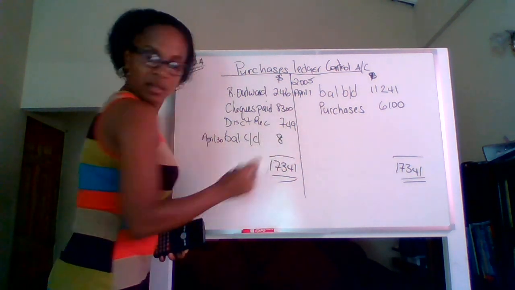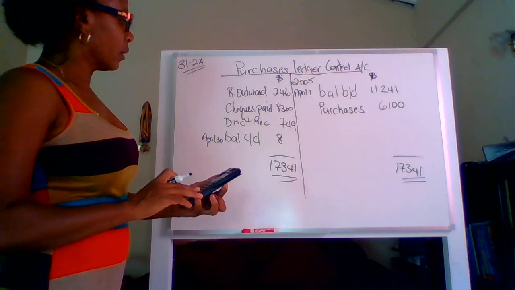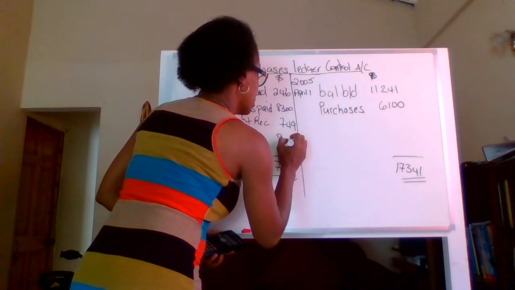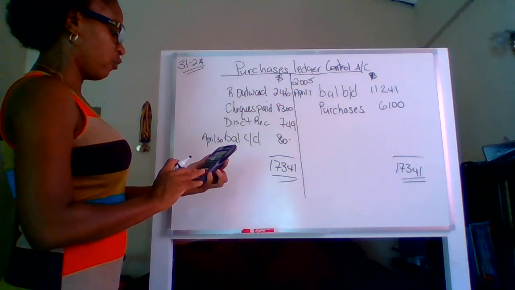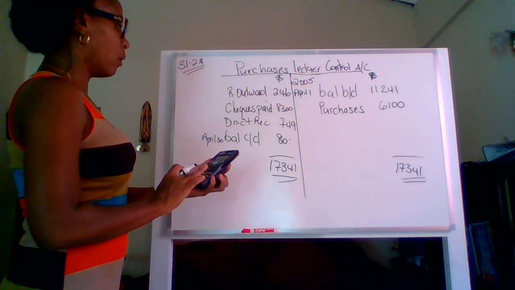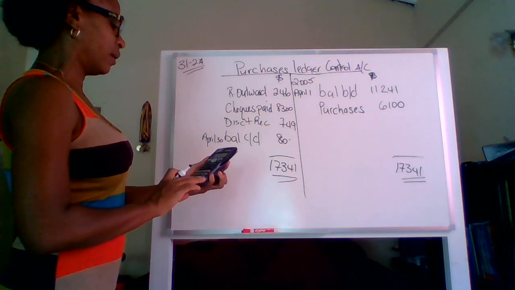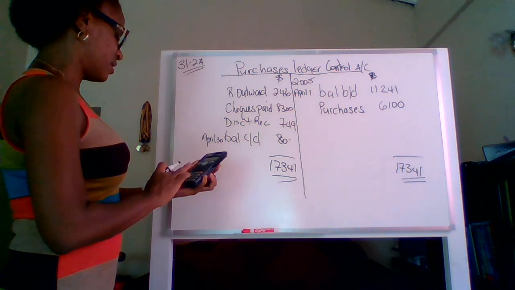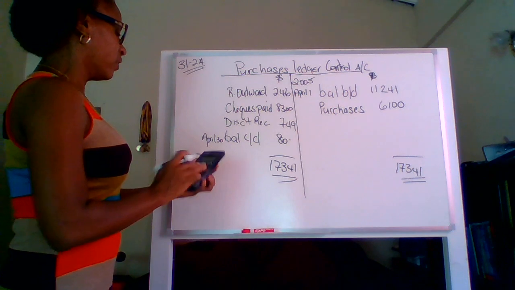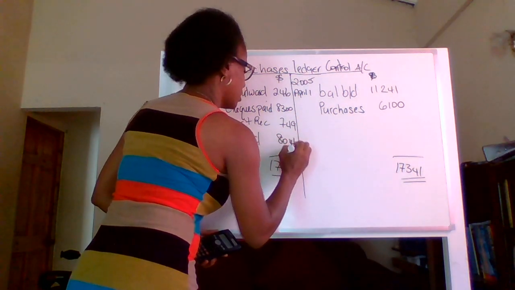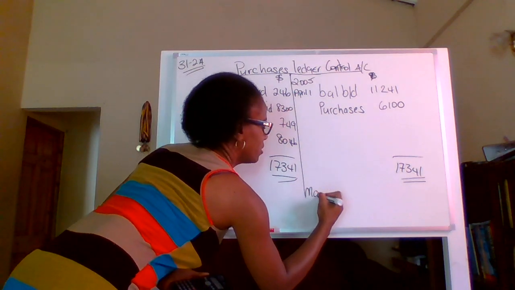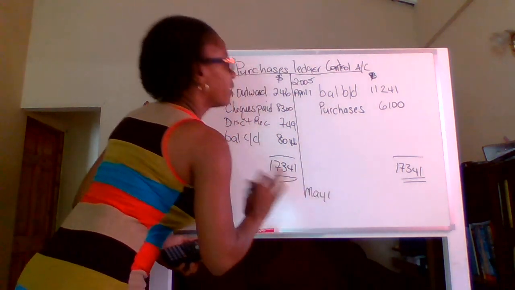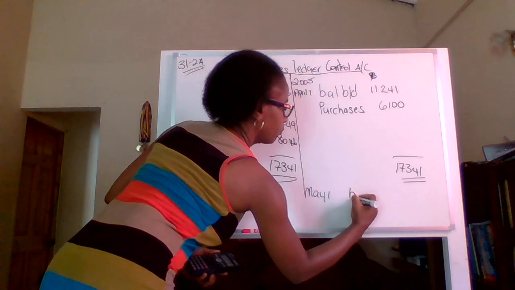is 8,046. Let me just make sure it's correct. Let's just go through that again. On the debit side, we have 246 plus 8,300 plus 749, 9,295, less 17,341. The balance is 8,046. That's correct. So you show your balance brought forward on the first day of the following month on the opposite side.